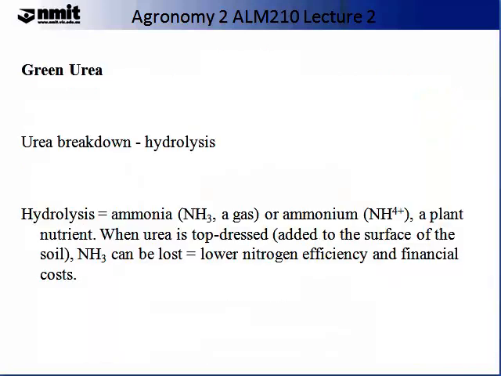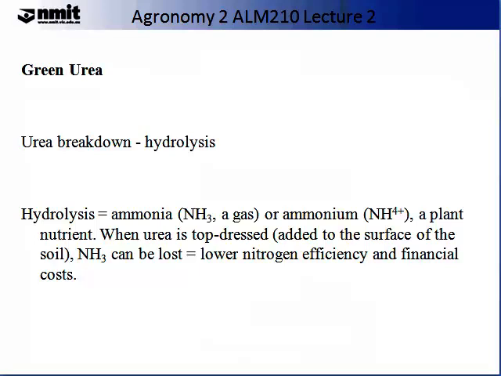The breakdown of urea is by a process known as hydrolysis. When hydrolysis occurs, it leads to the production of ammonia, NH3, which is a gas, or ammonium, NH4. Both of these compounds are plant nutrients.